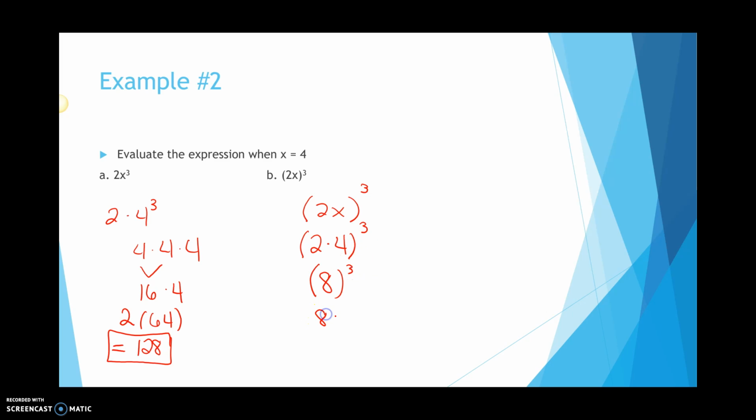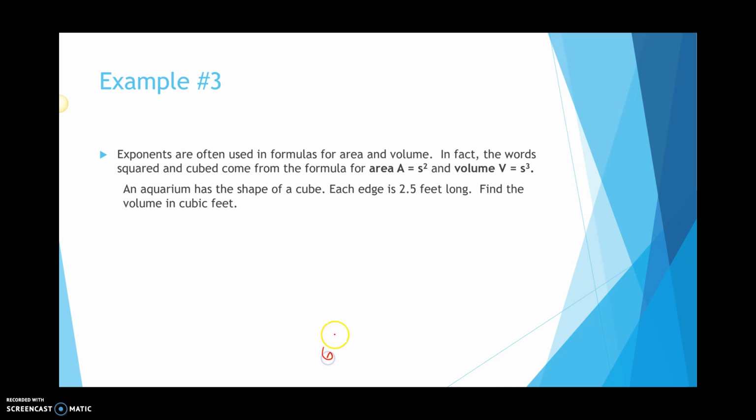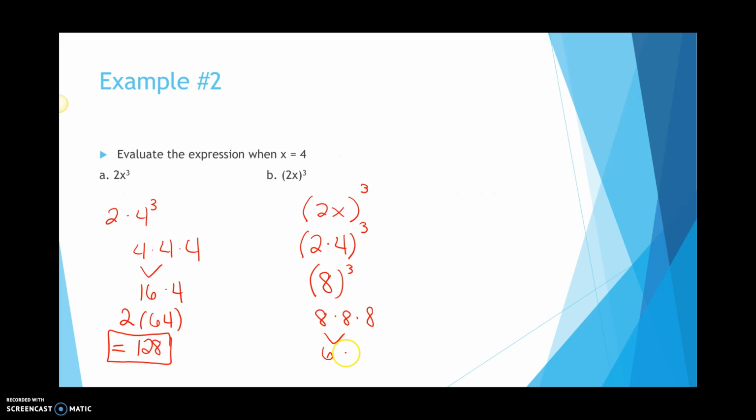So that's going to be 8 times 8 times 8. Well, 8 times 8 is 64. Sorry, 64 times 8, and that's going to give me 512, and that'll be my answer.